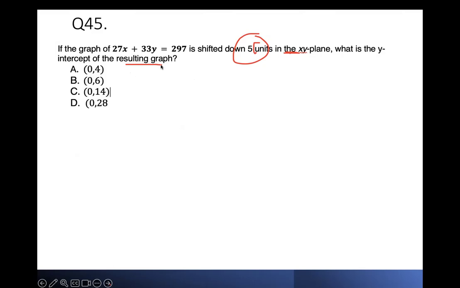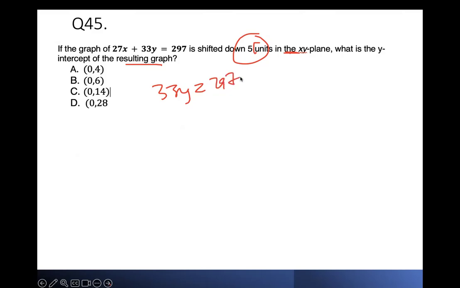A graph that is shifted along the x-axis, you take care of the y. You remove y from the equation. Don't expand it. Don't do anything. A graph that is shifted along the y-axis, x is equal to 0. Why do you want to expand this and factorize it? x is equal to 0. Therefore, I have 33. y is equal to 297.